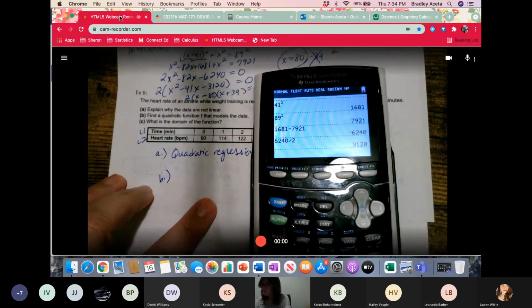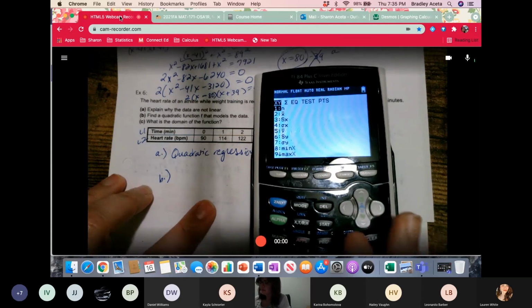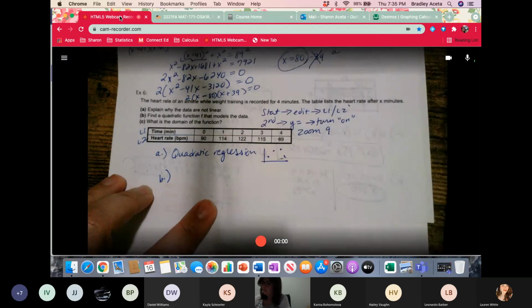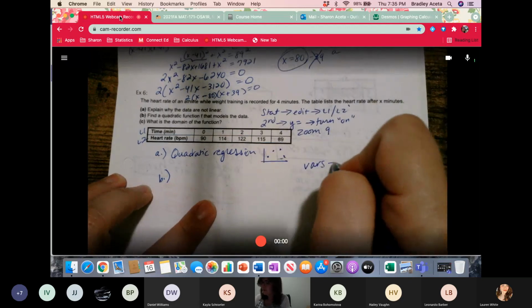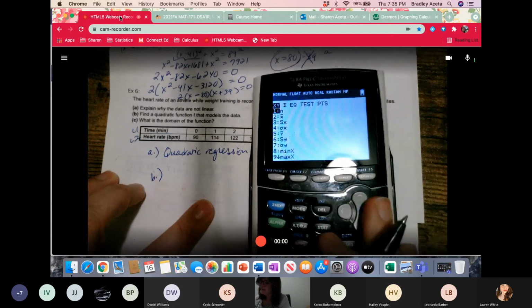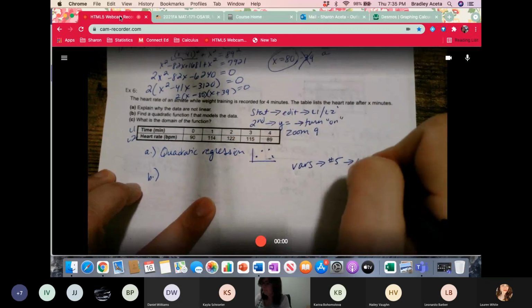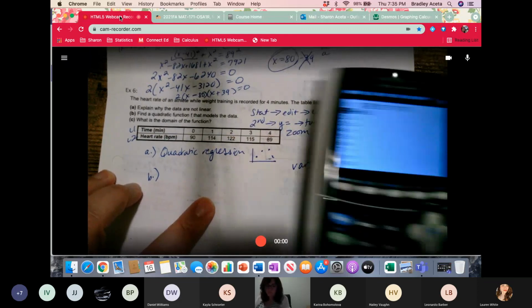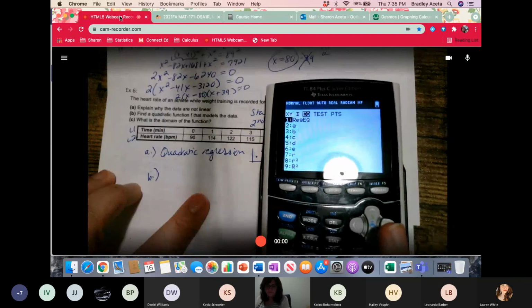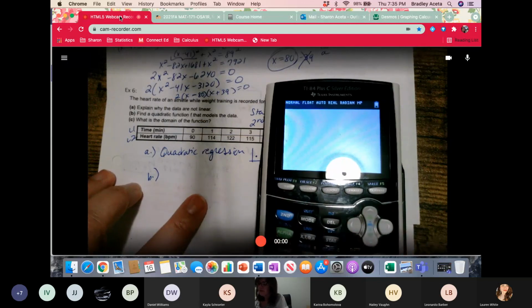is, let's go back to the home screen. Go to VARs. Go to number 5, which is statistics. Let me write this down for you. VARs. Number 5, which is statistics. Arrow over to EQ. Actually, that's not what I want to do. I'm sorry, I was trying to paste something in. Ignore it. That's not what I want to do.